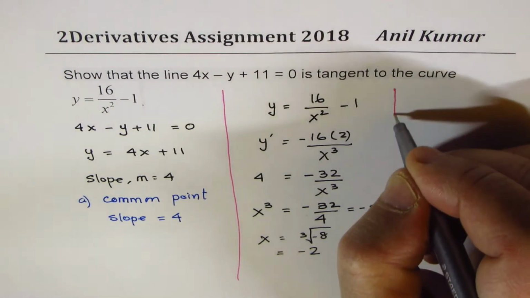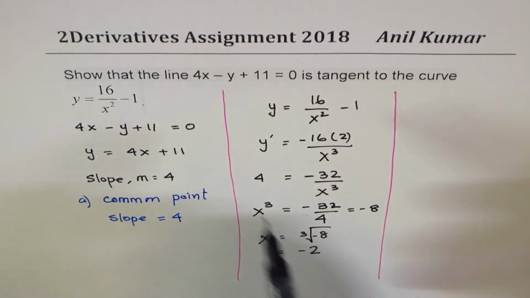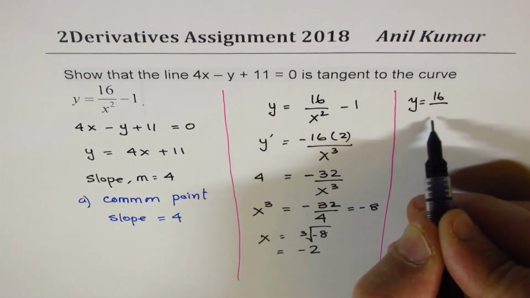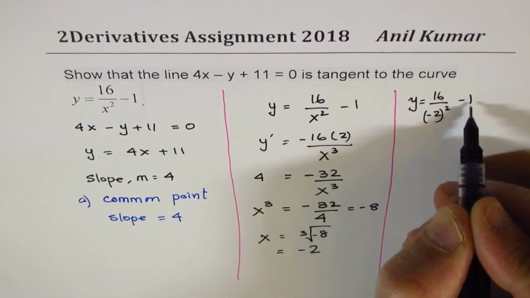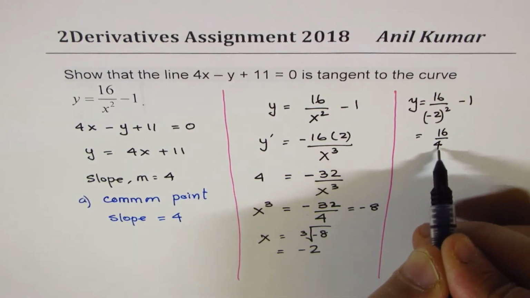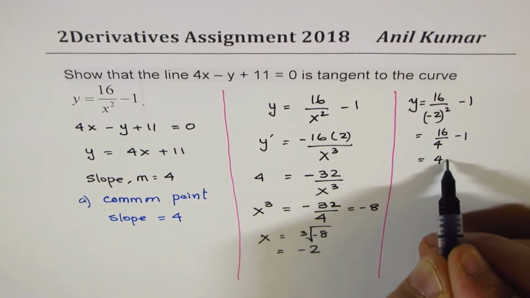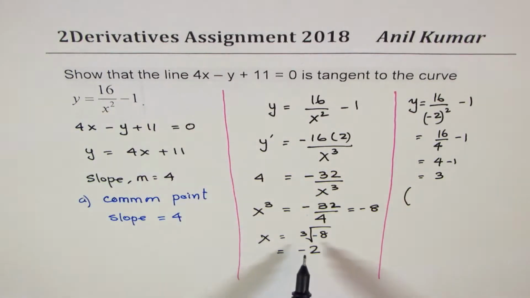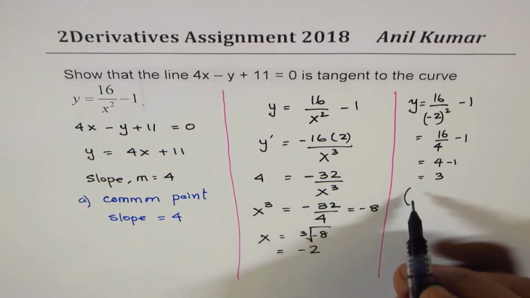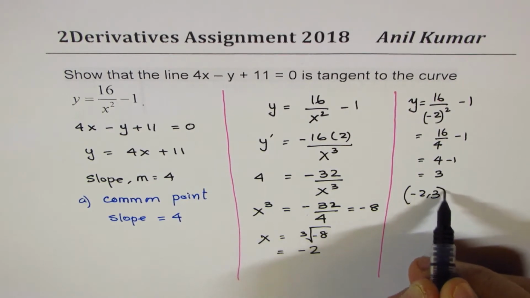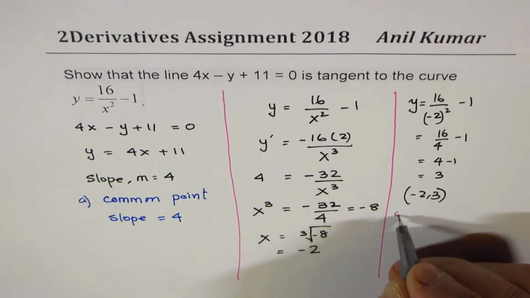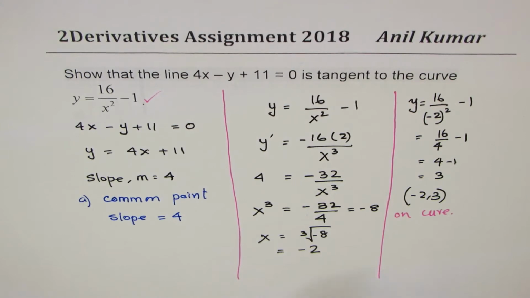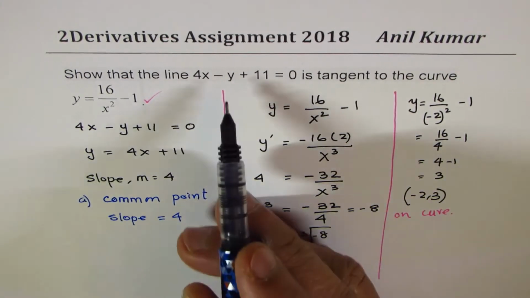So if x is minus 2, we can find what y is. We can substitute here and find the value of y. So y equals 16 over (minus 2) squared minus 1, and that is 16 over 4 minus 1, that is 4 minus 1, which is 3. So the point which is on the curve with slope of 4 is (-2, 3), correct? So this is the point on the curve. Now we have to only show that this point on the curve is also on the line.